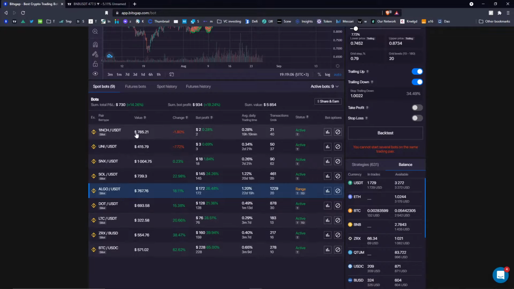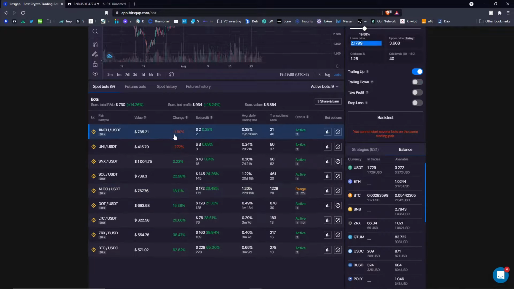And for example, you see 1 inch here. If not the bot, then my loss would be bigger. So that's the biggest advantage of automated bots, that they make you money daily, and this money pretty much offsets the negative value change in case of a falling market. Okay, so that's the thing.